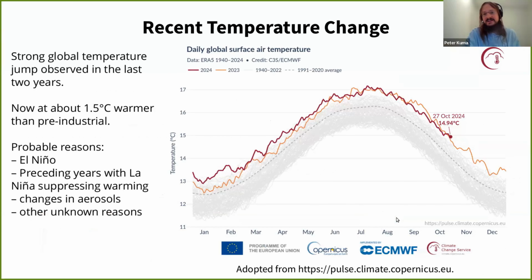And this is what it looks like in the last couple of years. The last 2 years have been very warm, and that's a combination of factors. Probably one is a strong El Nino, which has been ongoing since last year. But also before there was a La Nina. El Nino and La Nina are two phases of the major climate oscillation happening in the Pacific. That's a natural oscillation which happens every few years, and has been happening for a long time. So that has nothing to do with human impacts as such.